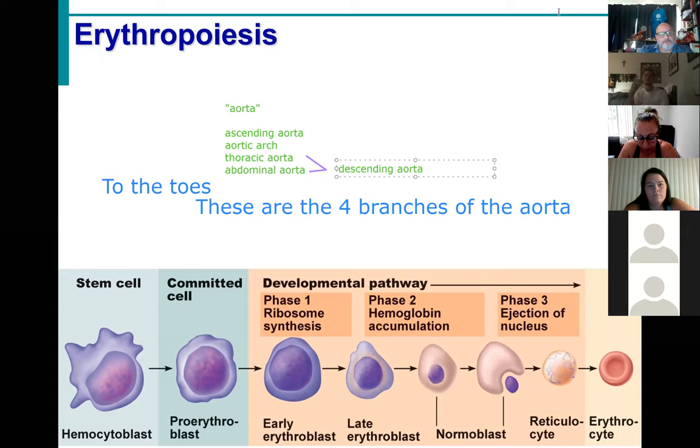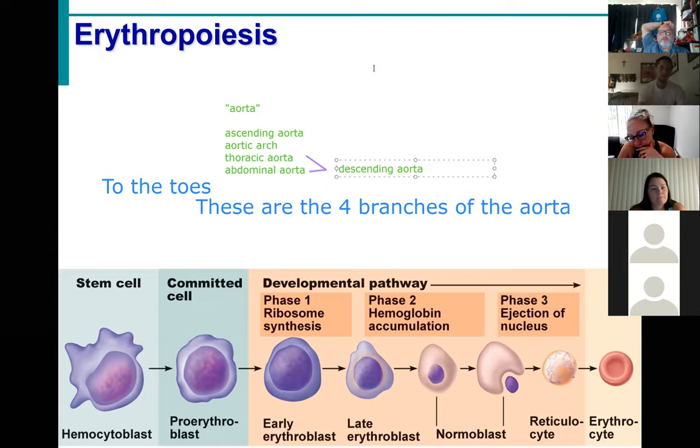I think you just answered one of my questions, but the coronary arteries, the right and left, are the first thing out of the ascending aorta, right? Yes. And they're right after the valve.